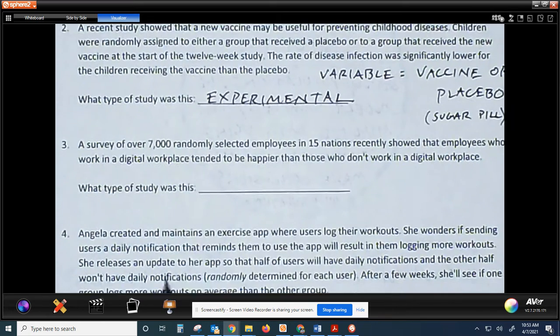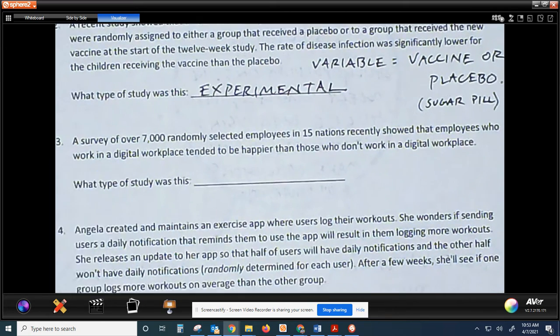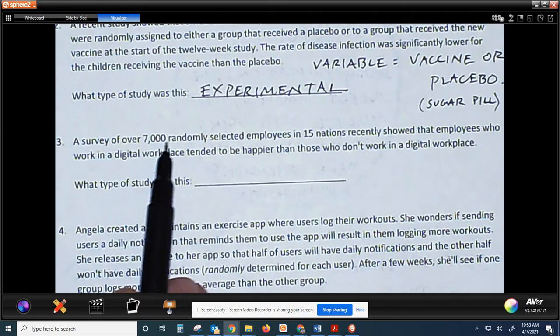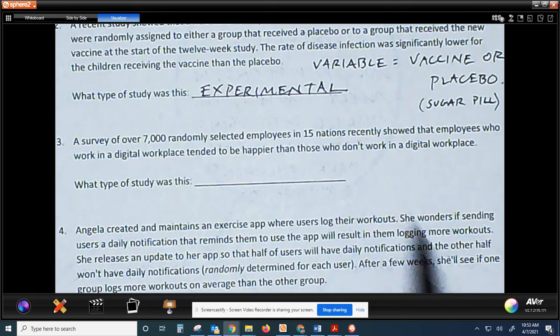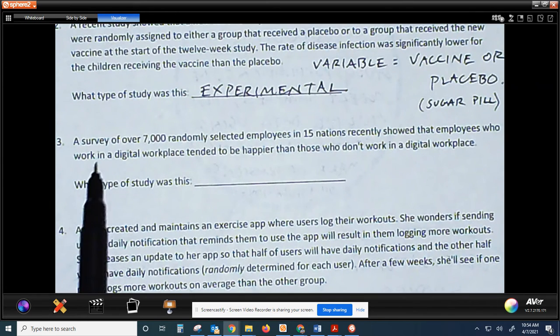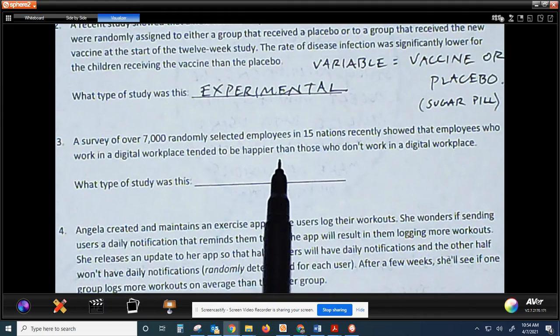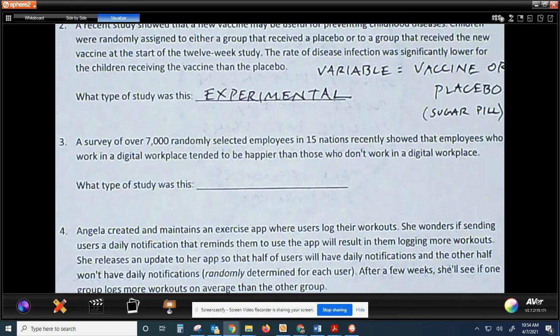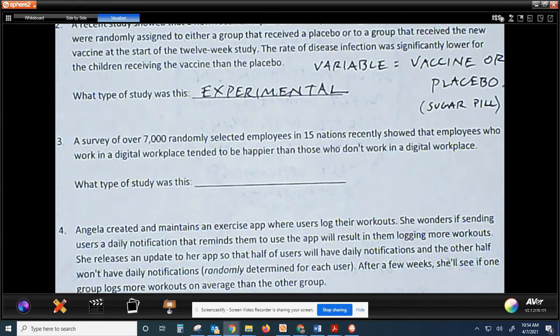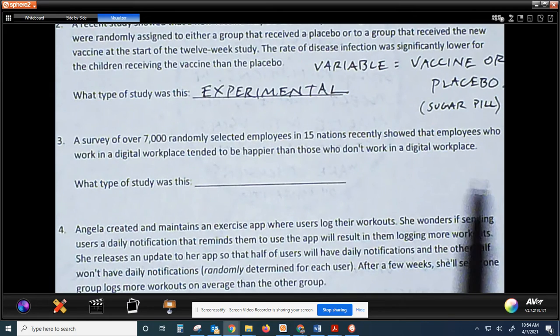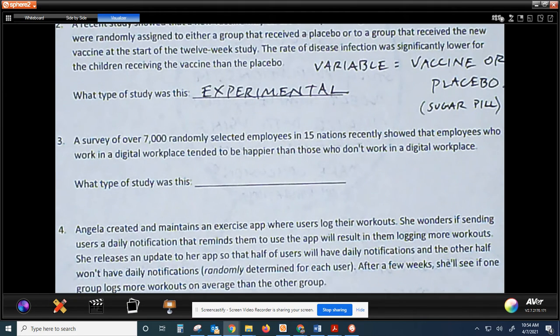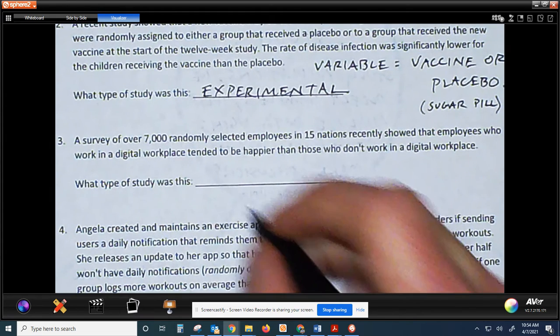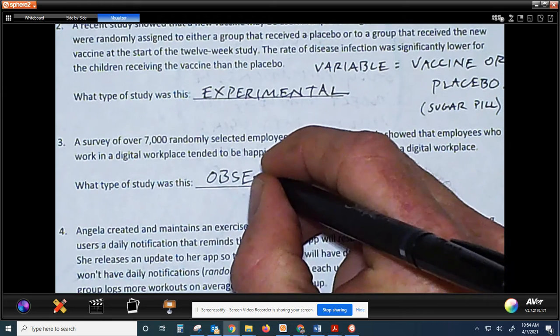I'm going to contrast that with the next one, number 3. A survey of over 7,000 randomly selected employees in 15 nations recently showed that employees who work in a digital workplace tended to be happier than those who don't work in a digital workplace. Now, this was done before the pandemic. It is a real study. They found that people that worked on their computer all day from home were happier than those that worked maybe outside or somewhere else. That was what these people found. So what do you guys think? Was it an experiment or an observation? Observation. No. Very good. This one is observational.